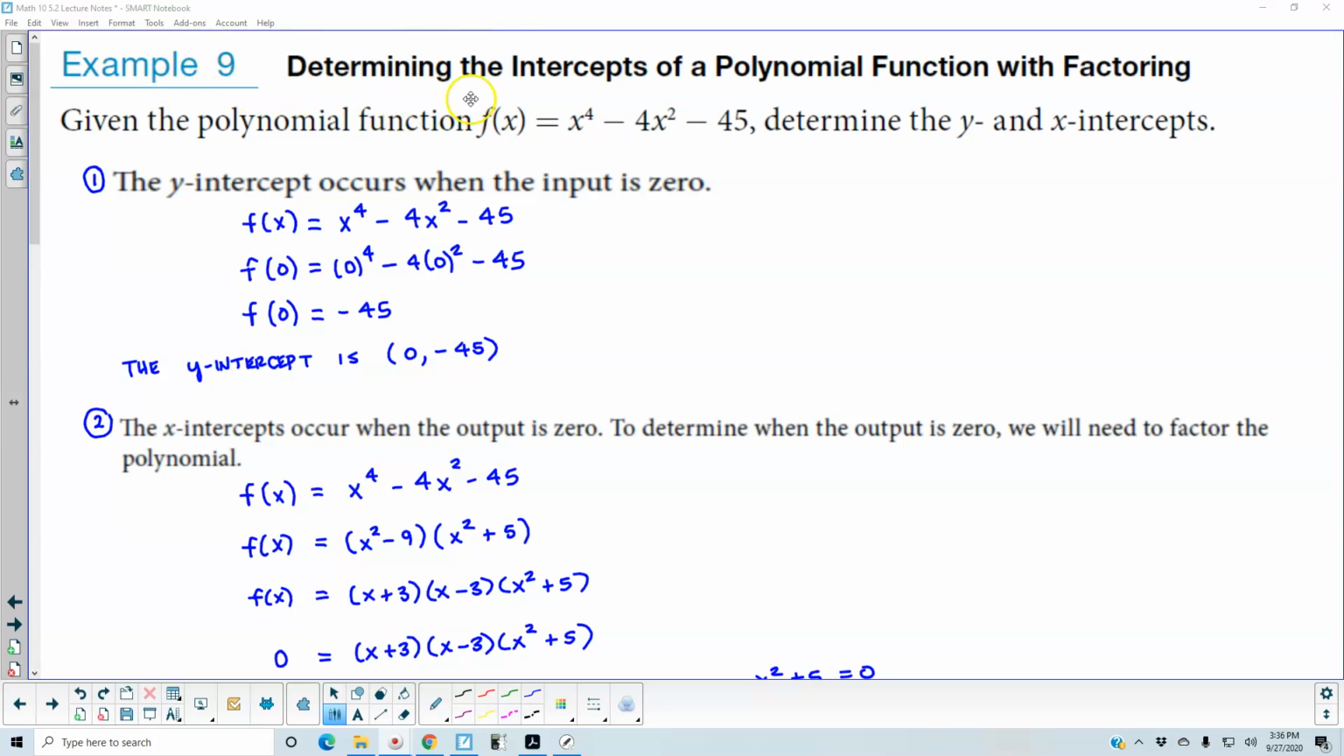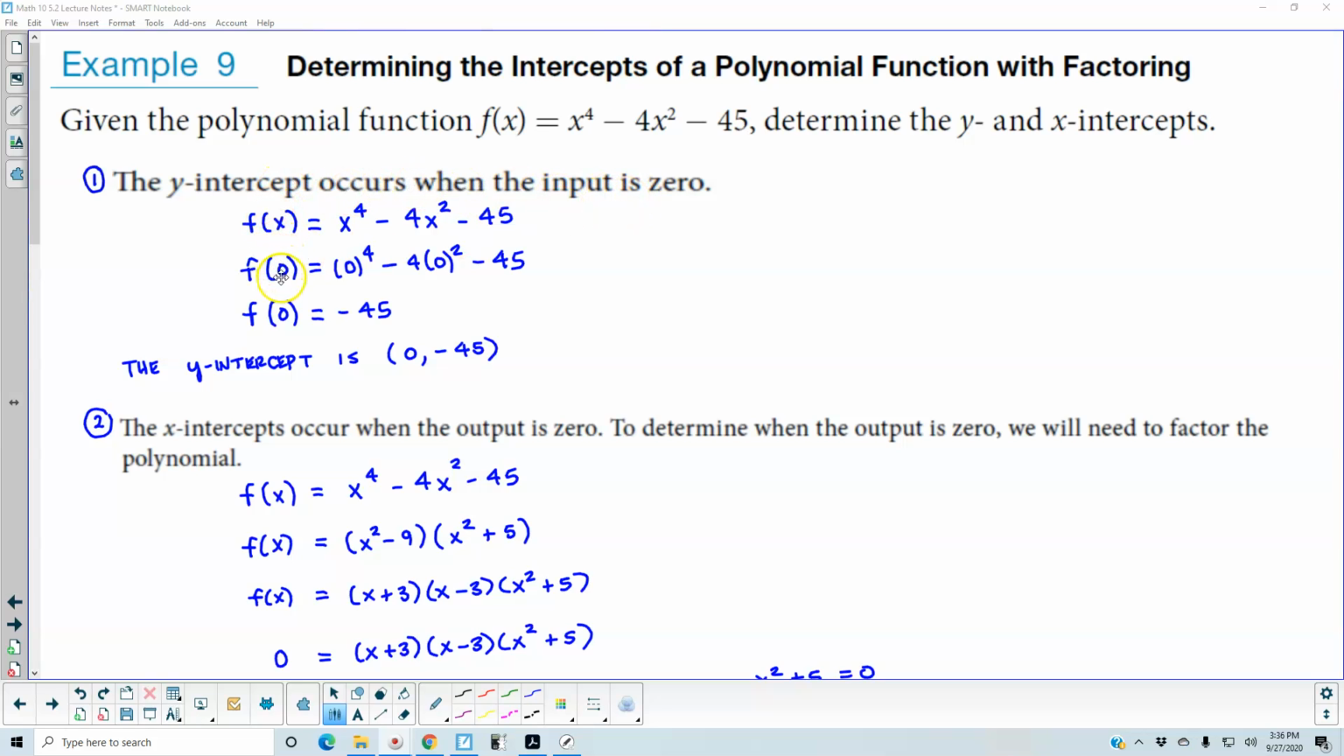Example 9. Determining the intercepts of a polynomial function with factoring. Given the polynomial function f of x is equal to x to the fourth minus 4x squared minus 45, determine the y and x-intercepts. So for step 1, the y-intercept occurs when the input is 0.